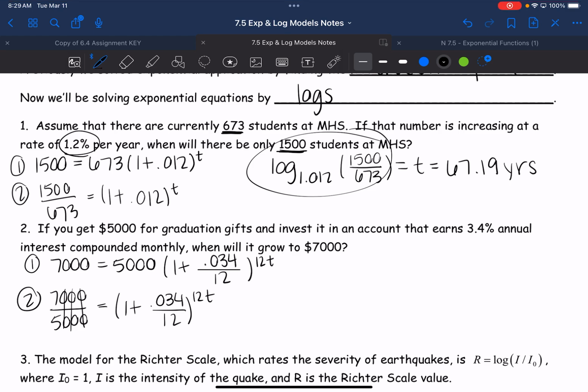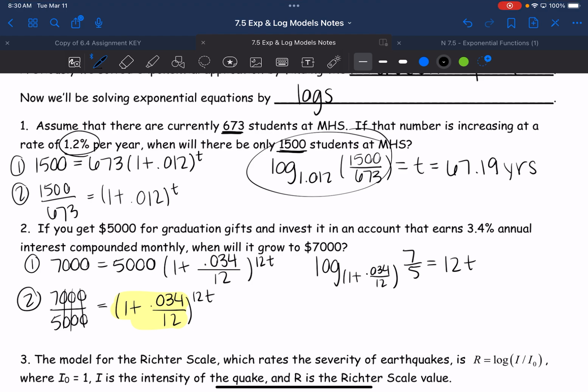Okay, so I'm going to have log of my base. My base is this part right here. Now it's not so easy to add because we got a fraction with a decimal, so we're just going to leave it exactly like that. So we're going to write our base as 1 plus 0.034 over 12. We're taking the log of 7 over 5 is what that 7,000 over 5,000 simplified to. And we set it equal to our exponent, which is 12t, right?